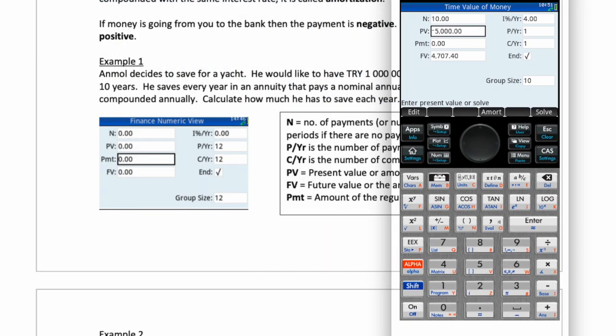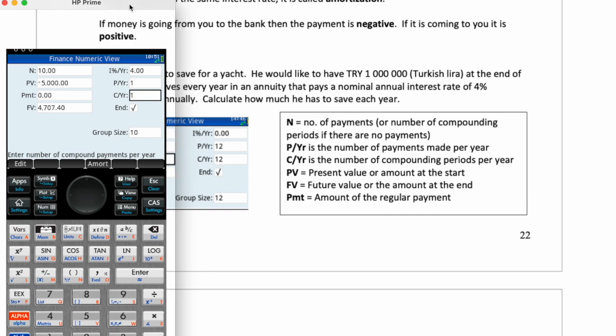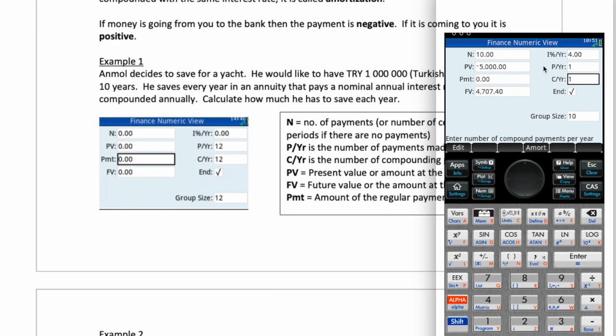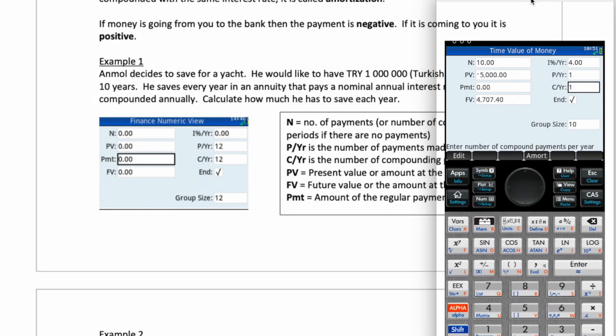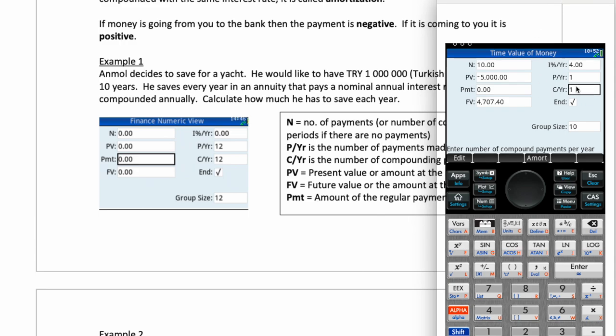And we put in 10 because it's 10 years. This is 1 because it's yearly. It's a yearly interest, and he's making yearly payments. So those are both 1. We always check end in IB questions. Okay, this means that the payments are happening at the end of the period. And what do we have here?